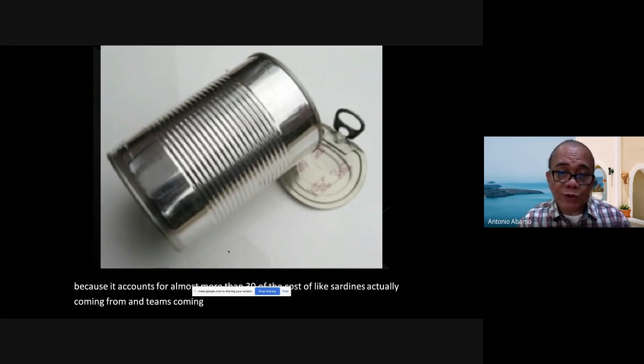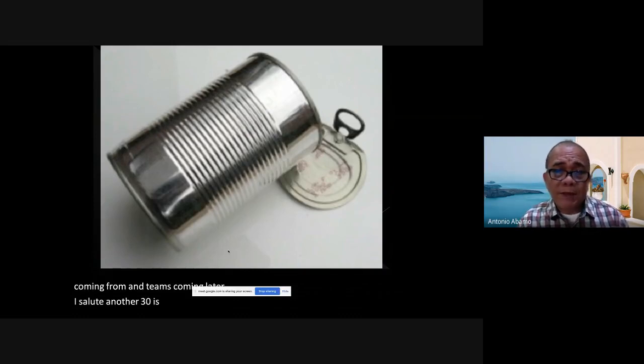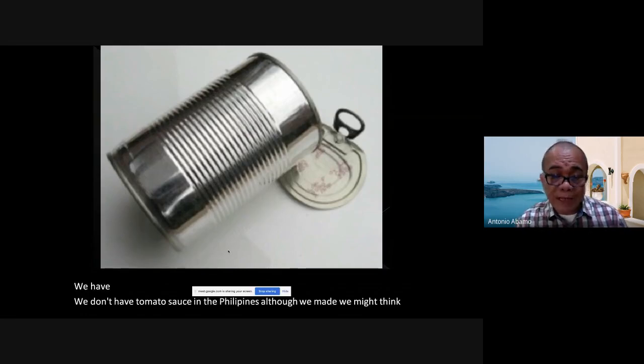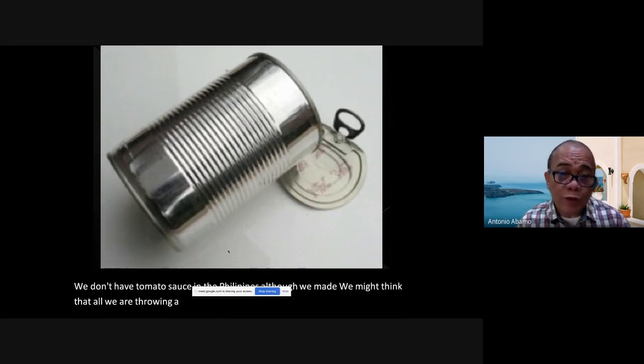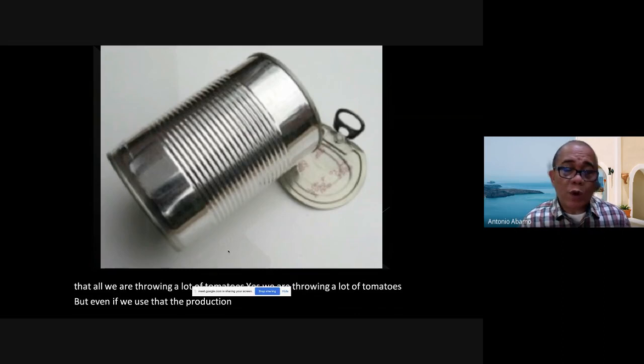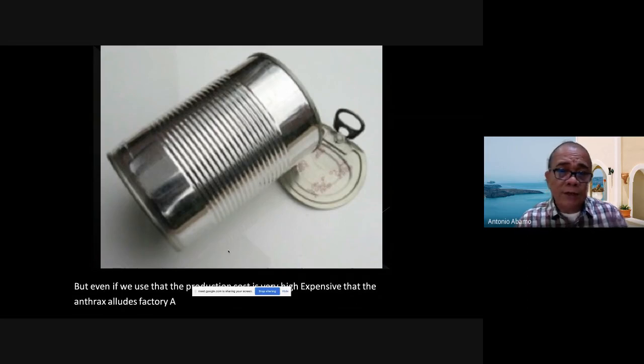We don't have tomato sauce in the Philippines. Although we might think that, oh, we are throwing a lot of tomatoes. Yes, we are throwing a lot of tomatoes. But even if we use that, the production cost is very high, it is already expensive going into the factory. We will lose, Pakistan will beat us. Pakistan is producing tomatoes, even tomato paste. They're producing tomatoes below 10 pesos per kilo. Now we are actually hovering between 15 to 22 pesos per kilo. That's why we cannot use our own tomatoes. But in Pakistan and other countries around it, they produce tomatoes at such a cheap production cost.